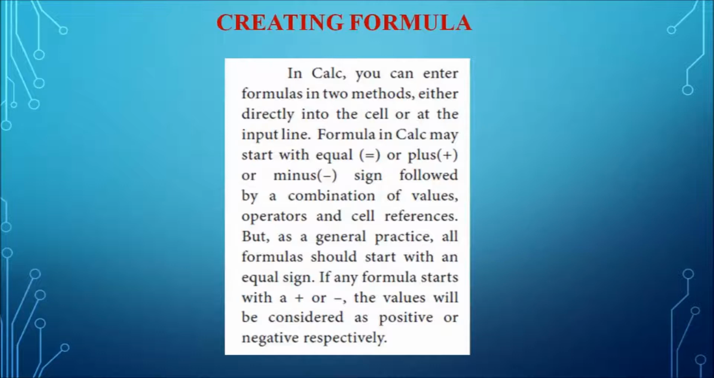By a combination of values, operators and cell references, we can create the formula. Most commonly, all the OpenOffice Calc formulas start with the equal symbol. We have three symbols for starting the formula: equal, plus, or minus. Most commonly the equal to symbol is used, because plus and minus come under the positive and negative sign.